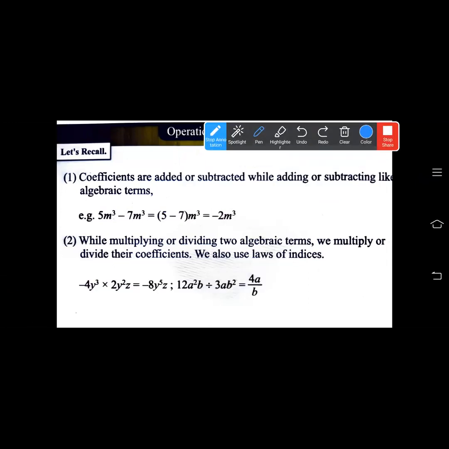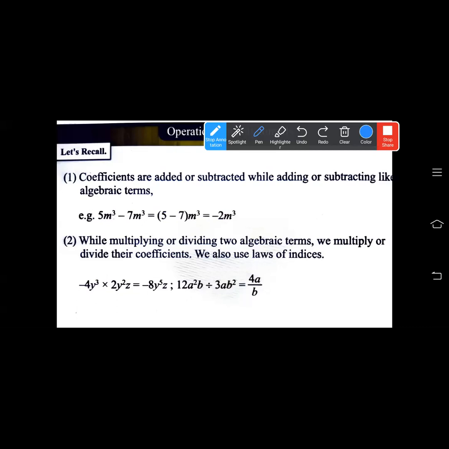This is quite an easy method. While multiplying or dividing two algebraic terms, you multiply or divide their coefficients. We also use laws of indices. When you multiply two variables, their indices are added. So here you can see minus 4y cube multiplied by 2y square z equals, y cube into y square will become y raised to 5 z. This also you studied in 7th and 8th standard.